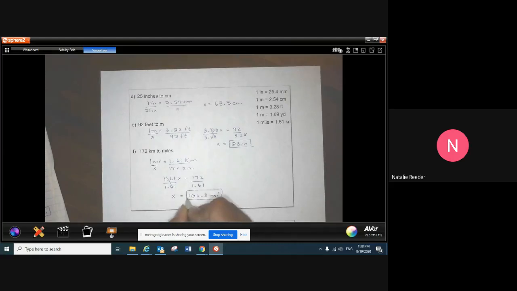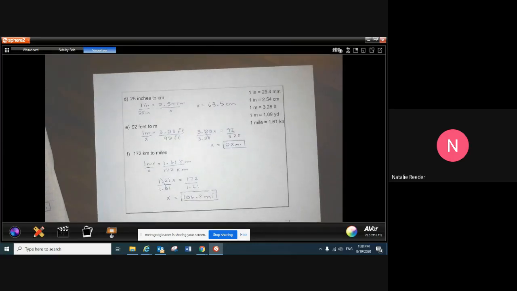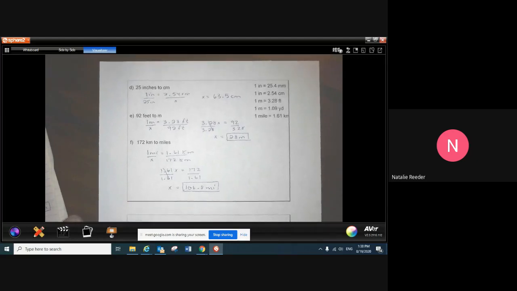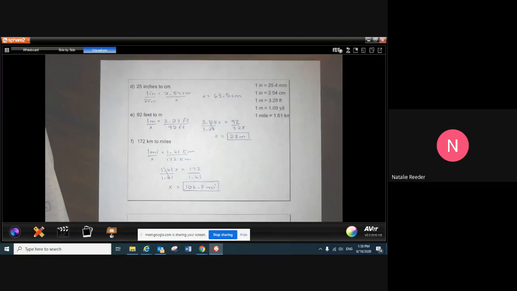So again, I advise that you always set up a proportion. This way it's easy to follow the steps and know whether you need to divide or multiply to find your answer. So that's how you convert from one system to the next. Now you can go ahead and do your practice.